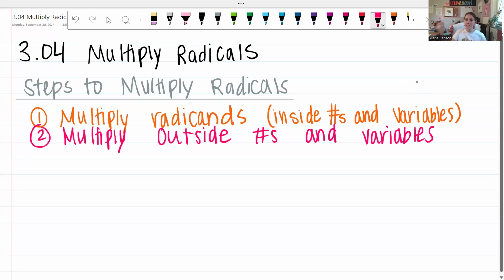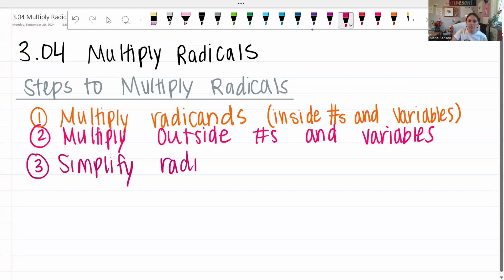So you have your inside pieces, you multiply those terms together, their inside numbers and variables together, and then you multiply your outside numbers and variables together, and then you will simplify. And you'll simplify the entire radical expression. So let's look at some examples.